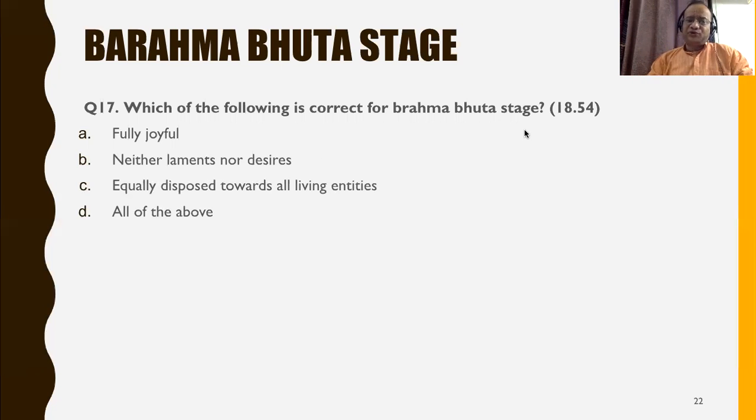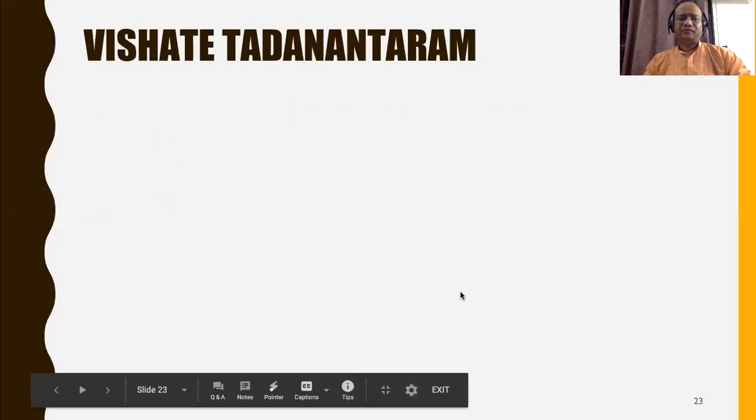So Lord Krishna in the 54th verse is saying that from the Brahma Bhuta stage, you can take the jump towards bhakti, where he is mentioning the regular or conventional path towards bhakti. In the Varnashram system, you do Nishkam Karma Yoga. In Nishkam Karma Yoga, you purify yourself. You become equally disposed toward all living entities. Then you reach the Brahma Bhuta stage, and then do Gyan, and then you can jump to the Bhakti Yoga stage. The correct answer is all of the above.